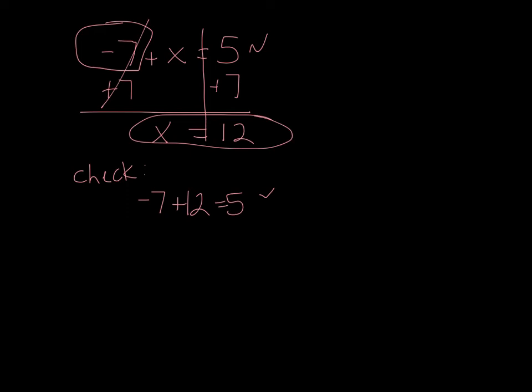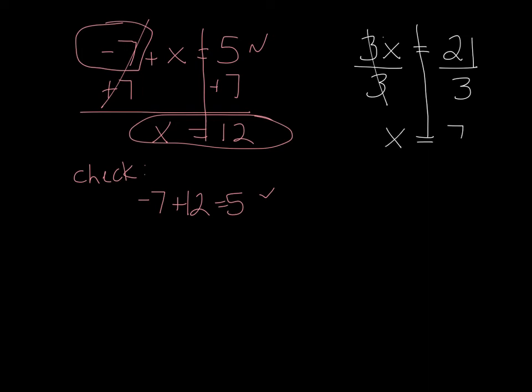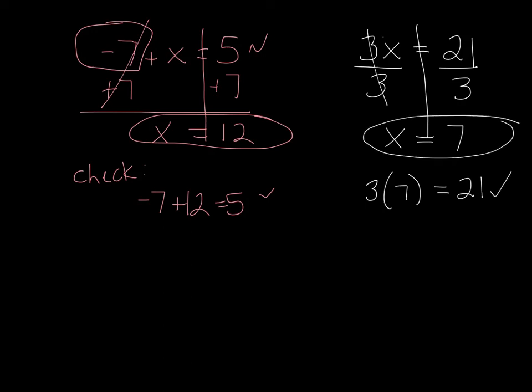All right, a couple other basic ones. If we had 3x equals 21. First we have to say, what operation is this? Well, that's 3 times x. So undoing multiplication, we would divide by 3. And x is 7. And again, we can check our answer. 3 times 7, if we substitute that back in, we get 21. So we know we're correct.